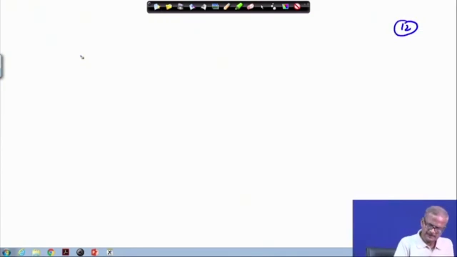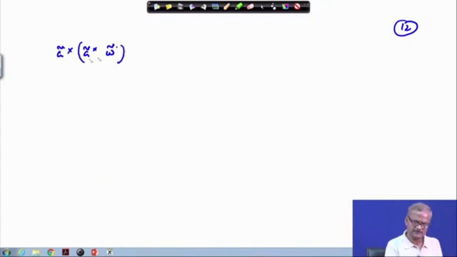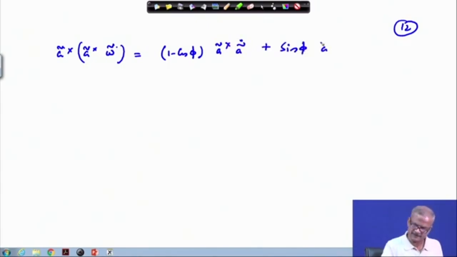Same way, this a tilde cross times omega tilde we have already done. Again, if we operate on this by this one, a tilde cross, so this will be 1 minus cos phi and whatever the previous result we have got. So, a tilde cross times a tilde dot plus sin phi a tilde cross times a tilde cross times a tilde.